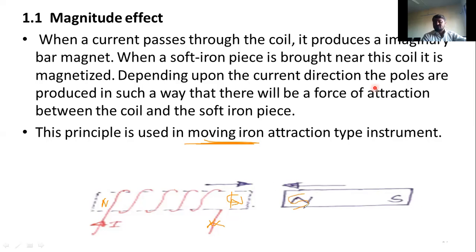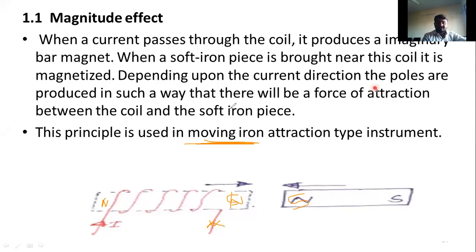If this becomes north, then that becomes south. Opposite poles attract each other. You have studied magnetism already. All of you have studied the magnetic principles, have you studied or not? Yes, all of you have already studied that. So this is the magnetic effect we are going to call.